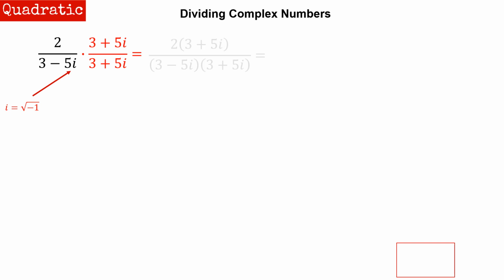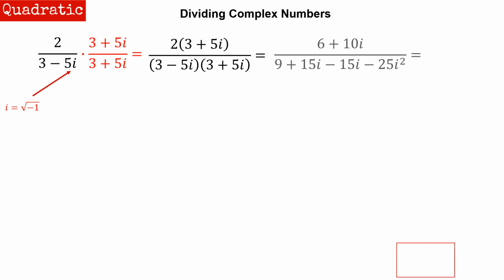do today. What I did was just take 2 times 3 plus 5i over 3 minus 5i times 3 plus 5i. Doing a little simplifying, that means the distributive property and FOILing, we end up with 6 plus 10i over 9 plus 15i minus 15i minus 25i squared.